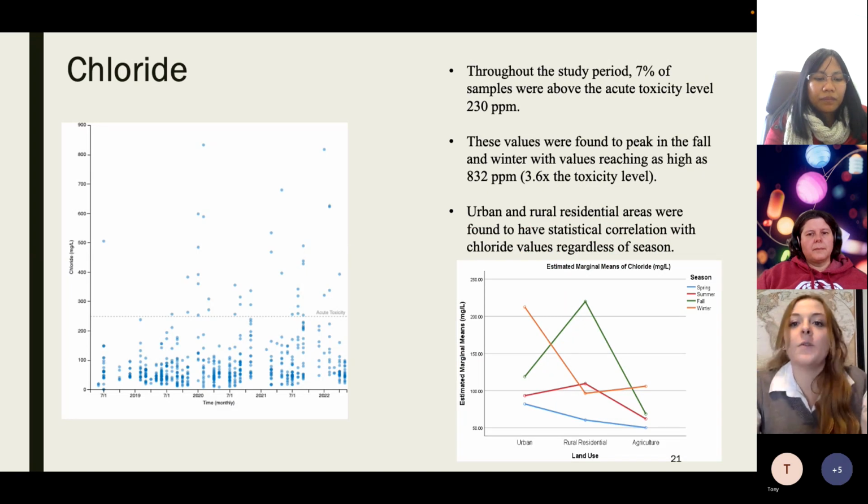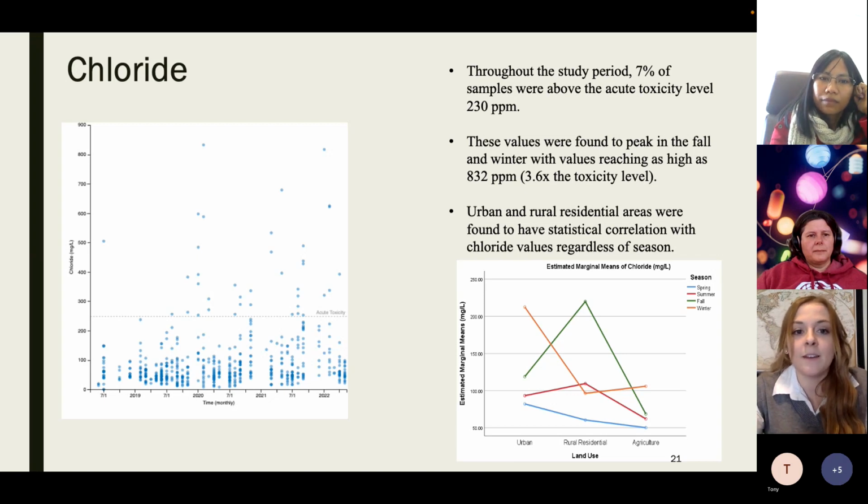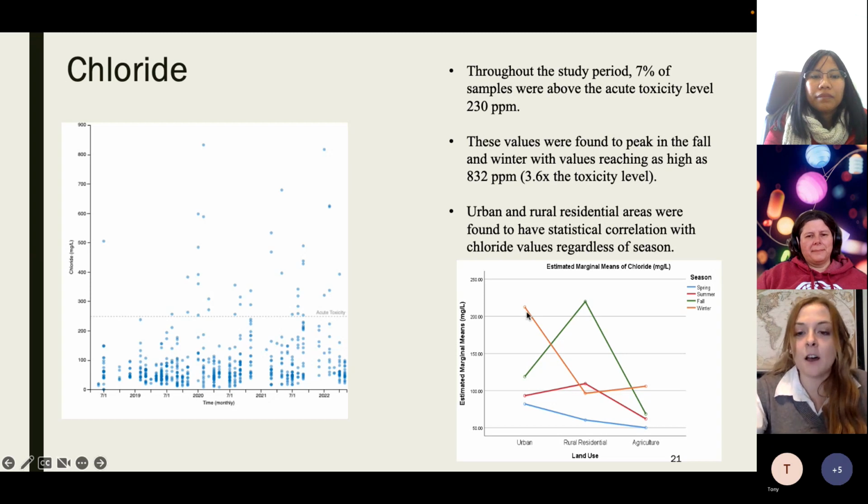As far as statistical correlations go, throughout the study period, 7% of chloride samples were found to be above the acute toxicity level of 230 parts per million. And these values were found to peak in the fall and winter with values as high as 832 parts per million. And for those of you who are math-minded, that's 3.6 times the toxicity level. When I looked at the marginal means after seeing the significance from the linear regression, I saw that our urban and rural residential areas consistently had higher amounts of chloride than seen in the agricultural land use areas.